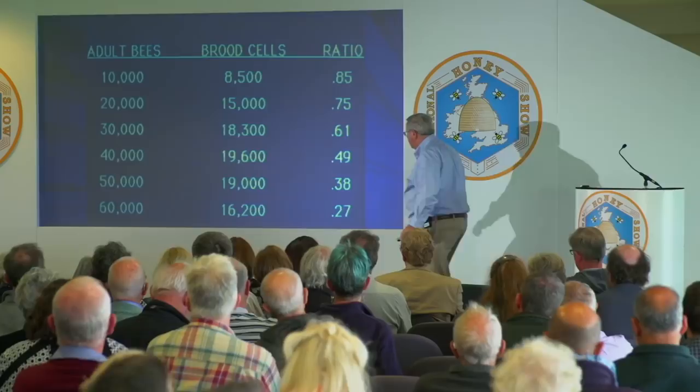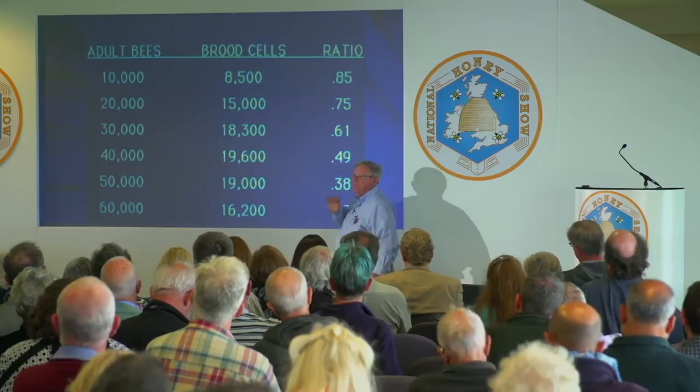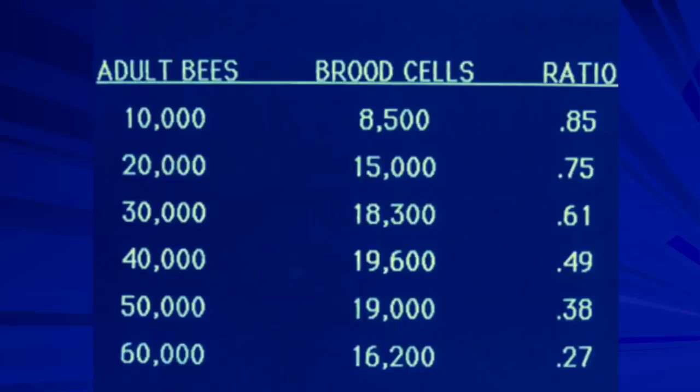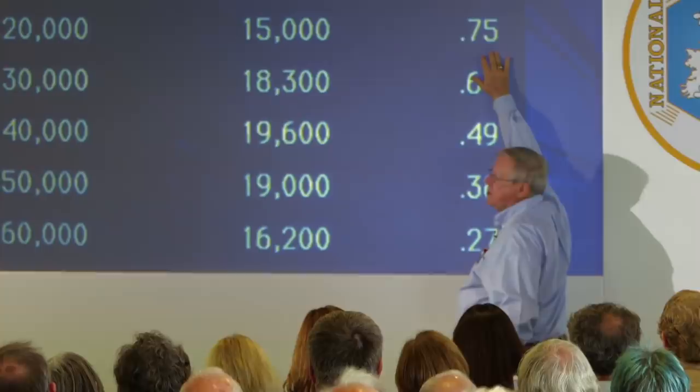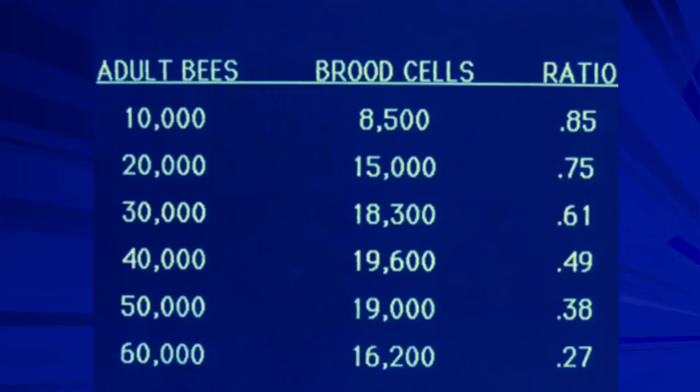I want you to think of it this way, and I'm not saying this is the way it is. But just say when the ratio of brood to adult bees is 0.75, that means that 75% of the population is required to raise brood and maintain brood nest temperature, and 25% is available to go to the field. But we look here at 50,000 bees, now only 38% of the population is available for brood rearing, et cetera, and the balance is available to go to the field.